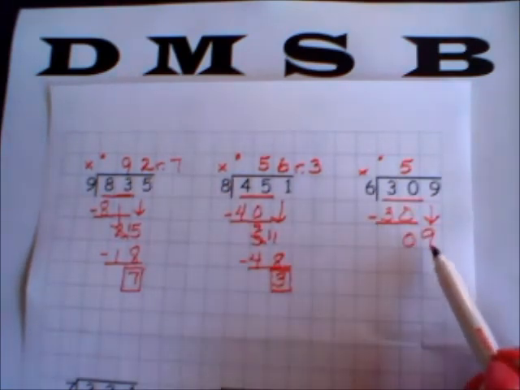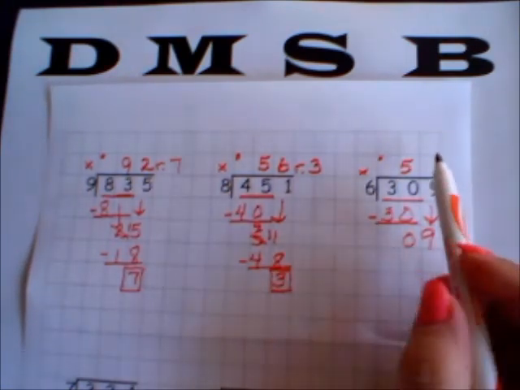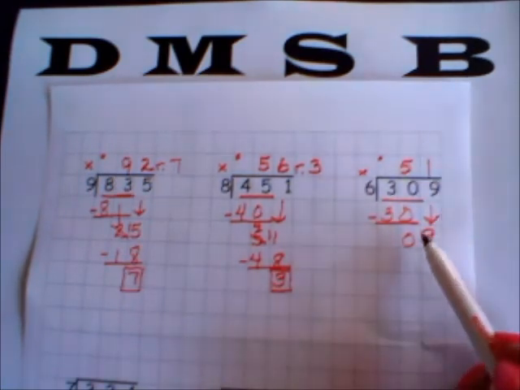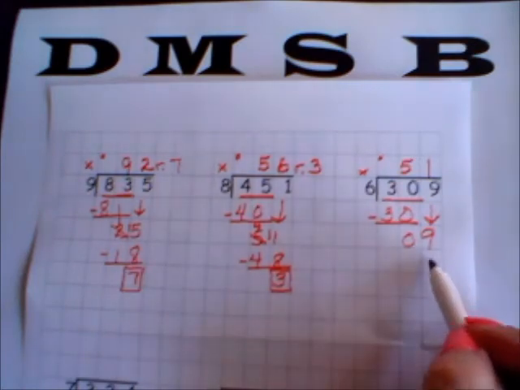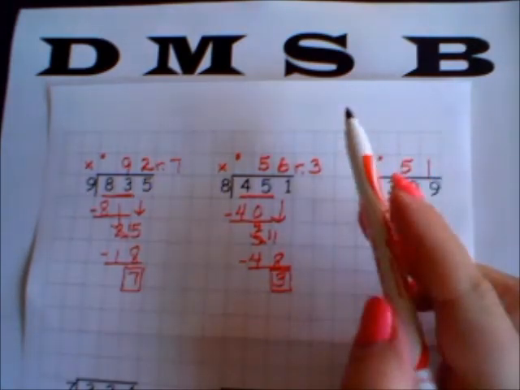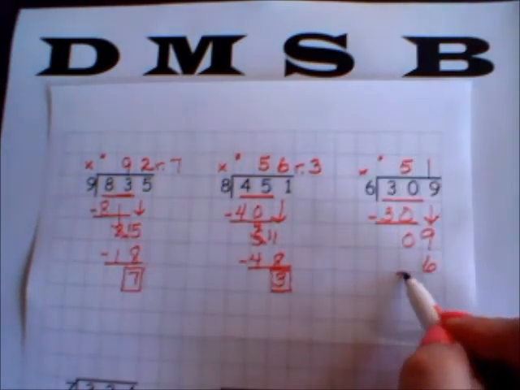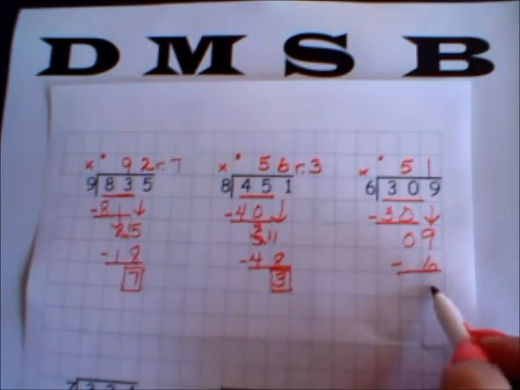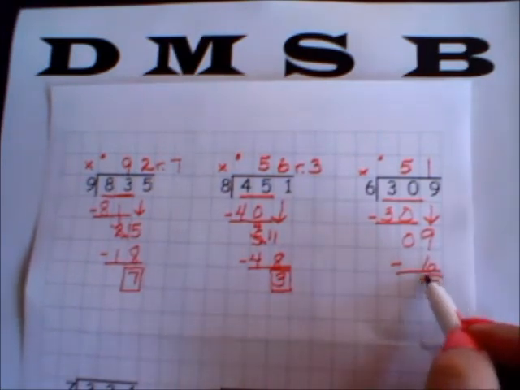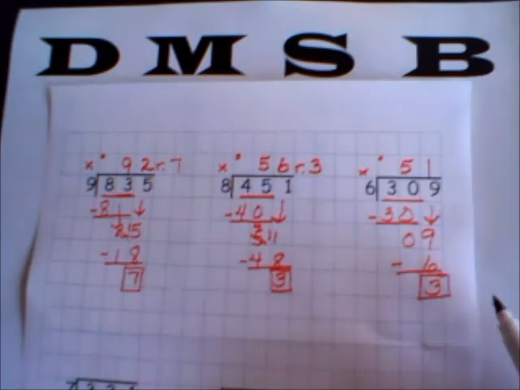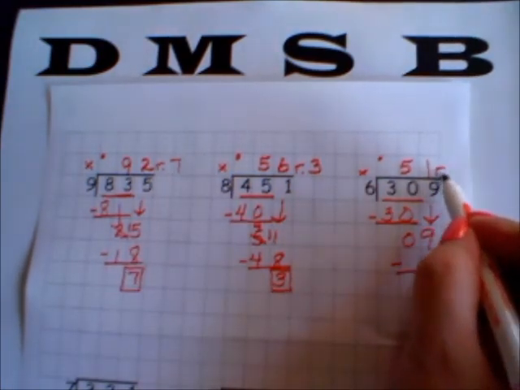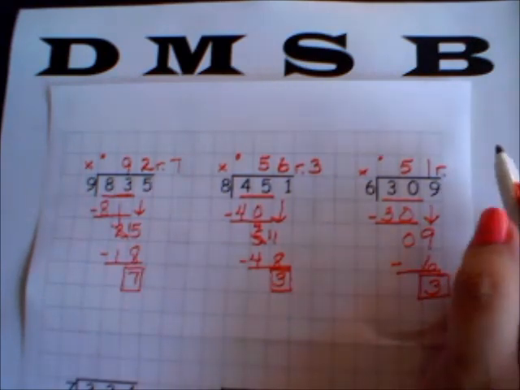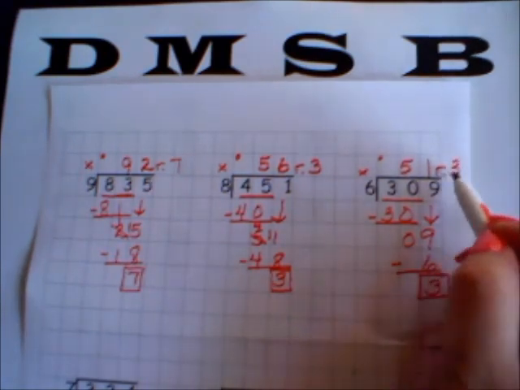Now we ask, dividing again, 6 goes into 9 how many times? Once. Now we multiply. 1 times 6 is 6. Now we subtract. 9 minus 6 is 3. Again, we have a remainder. We have a remaining amount. And so our answer is 51 with a remainder of 3.